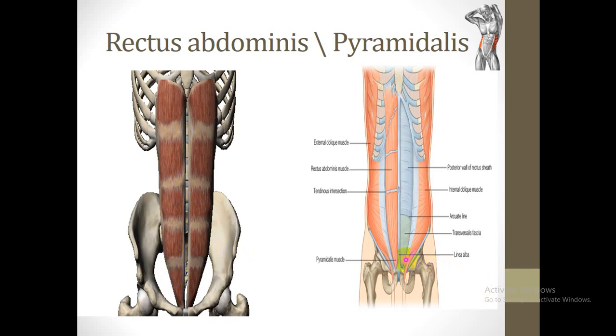The final muscle found is a small muscle called pyramidalis. Pyramidalis is a triangular muscle attached to the rectus abdominis muscle, with the apex attached to the pubic symphysis and the base attached to the rectus muscle. Its main action is to tense the linea alba. This is the pyramidalis, a small muscle.